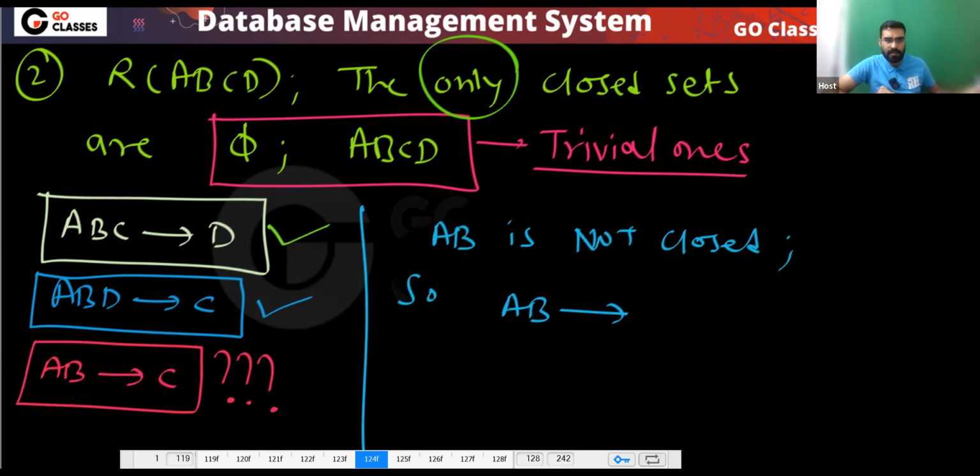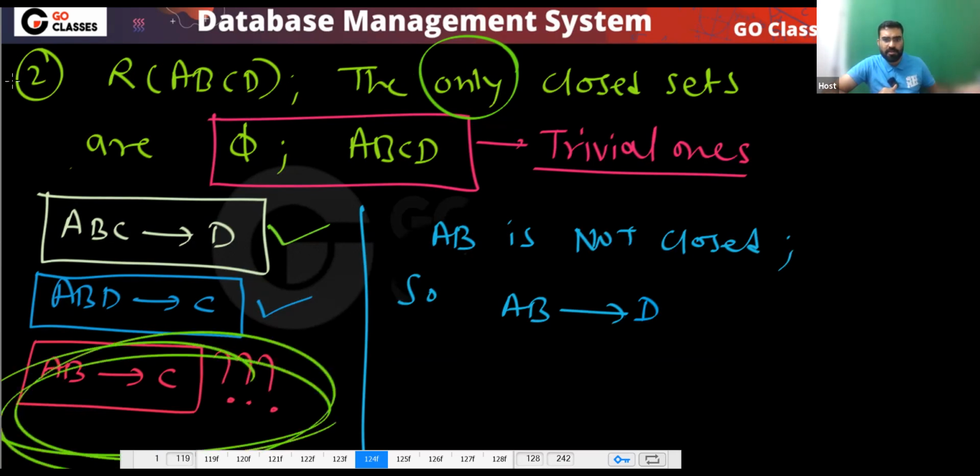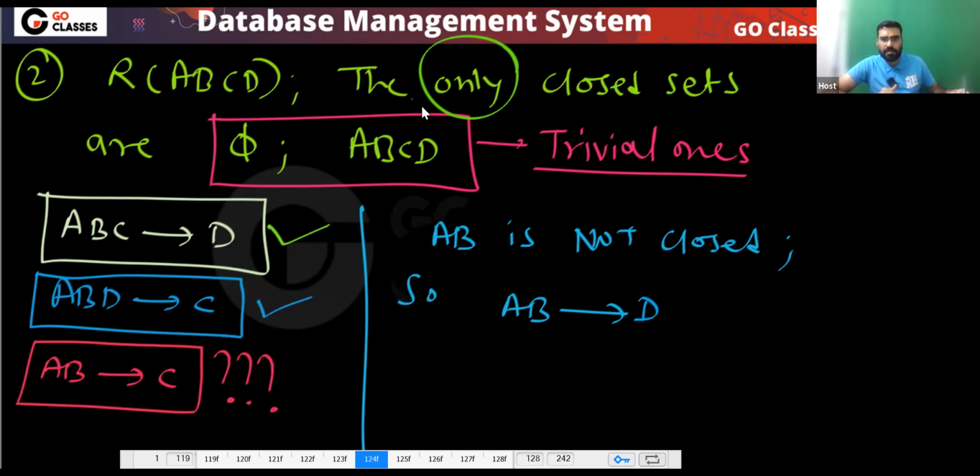Let's try to stop it. Is this clear? Are you getting my point? To stop it, I will assume that AB will determine D. Yes or no? If you try to stop it, then AB will determine D.